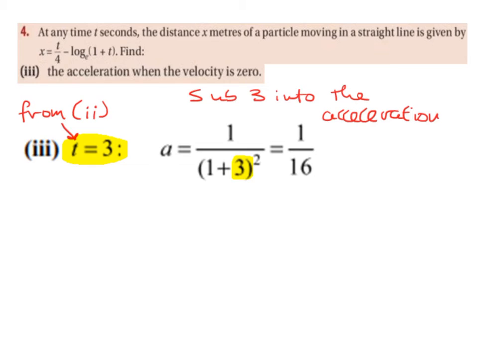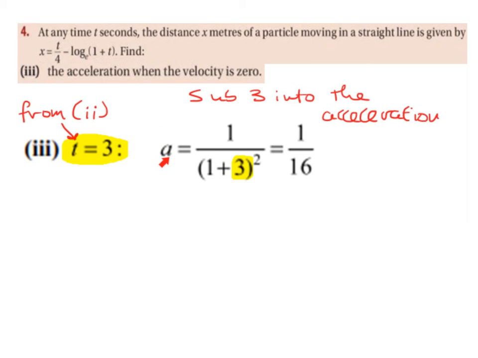Part 3. Find the acceleration when the velocity is 0. So we sub 3 into the acceleration, which we worked out in part 1. In part 2, we worked out that t was 3. So it was 3 seconds when the velocity was 0. So we want to know what the acceleration is when the velocity is 0. So we sub 3, which we got from part 2, into the acceleration.